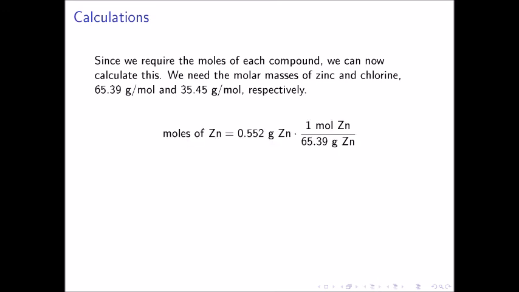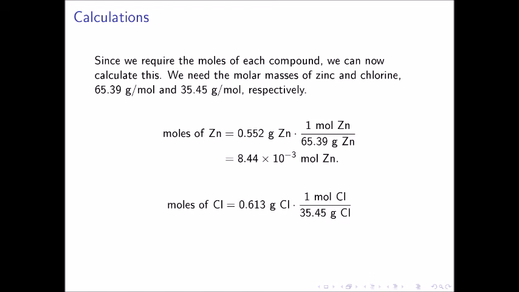To calculate the moles of zinc, we begin with our mass of zinc, 0.552 grams, and divide it by our molar mass, 65.39 grams per mole. The resulting value is 8.44 times 10 to the minus 3 moles of zinc. Likewise, to calculate the moles of chlorine, we start with our mass of chlorine, 0.613 grams, and divide by the molar mass of chlorine, 35.45 grams per mole. This results in a value of 1.73 times 10 to the negative 2 moles of chlorine.